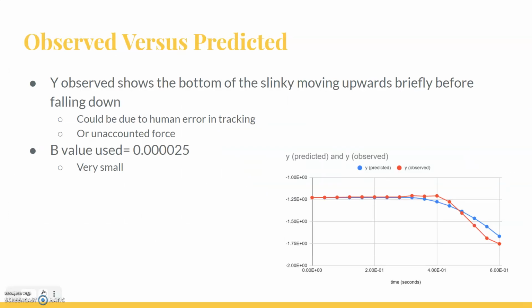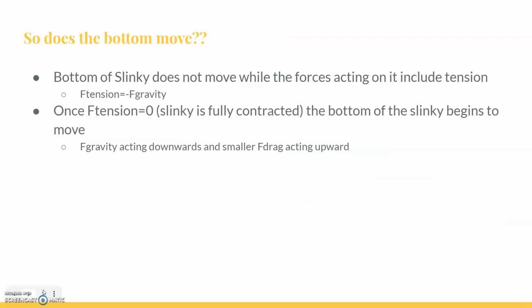Now, the observed data shows the bottom of the slinky moving upwards briefly before falling down. This could be due to human error while using Tracker or unaccounted forces, perhaps wind, or perhaps the man's hand was moving slightly. The b value I used to receive this data was 0.000025, which is very, very small. And as you can see, the end positions differ slightly. However, this might be due to human error, or as I said again, there are unaccounted forces that I did not input into my GlowScript code.